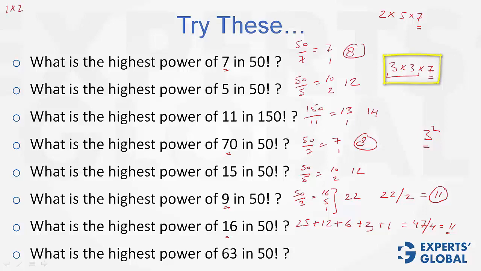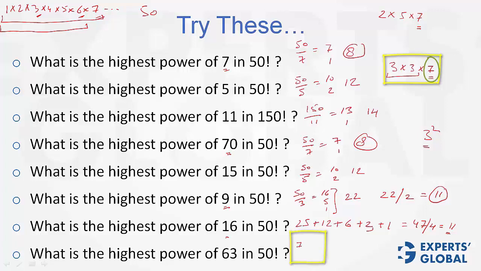See 1 times 2 times 3, 4, 5, 6, 7, until 50. So to get 1 7, one has to travel 7 places. To get 2 3's, 1 3 comes here, second 3 comes here. So to get a pair of 3's, one has to travel only 6 places. So it is 7 that decides the answer. So 50 divided by 7 is 7, and 7 divided by 7 means 1 more. 7 plus 1. The answer is 8.